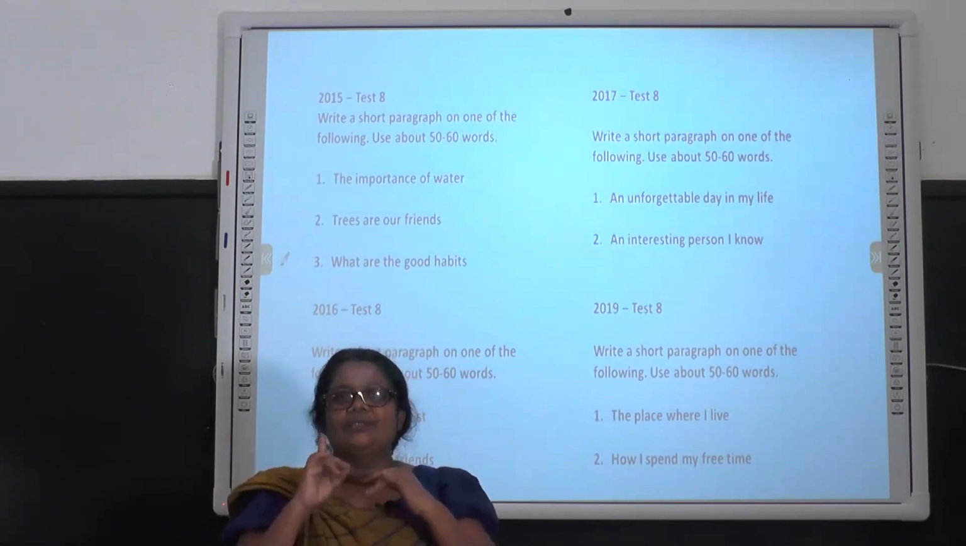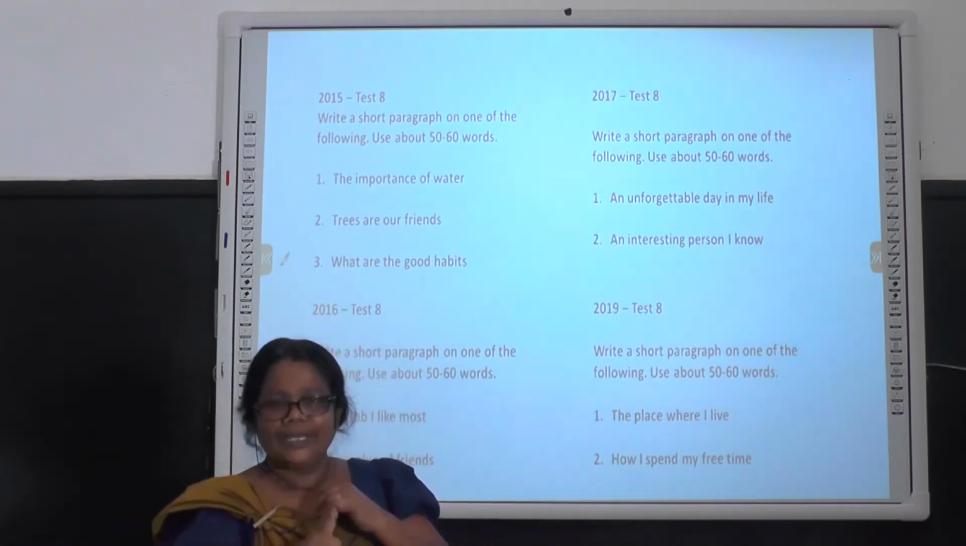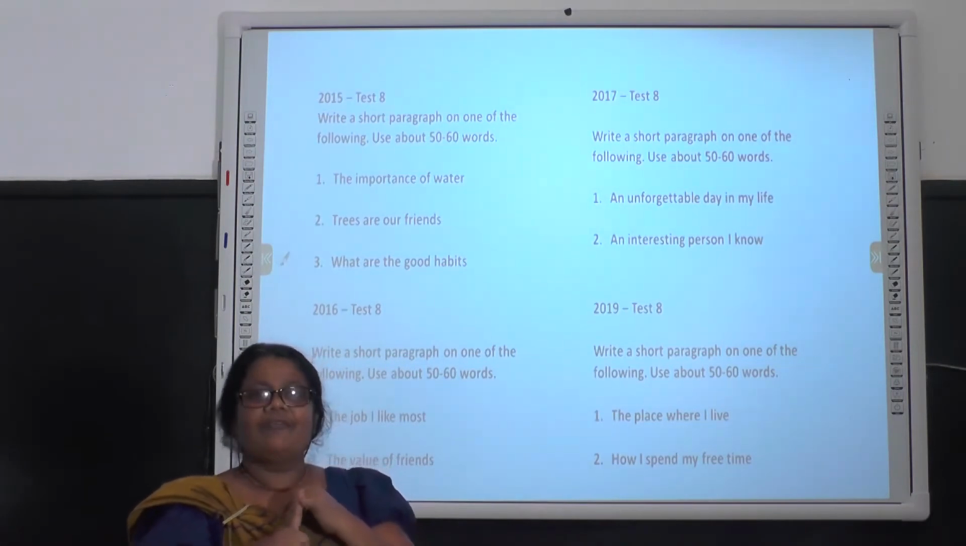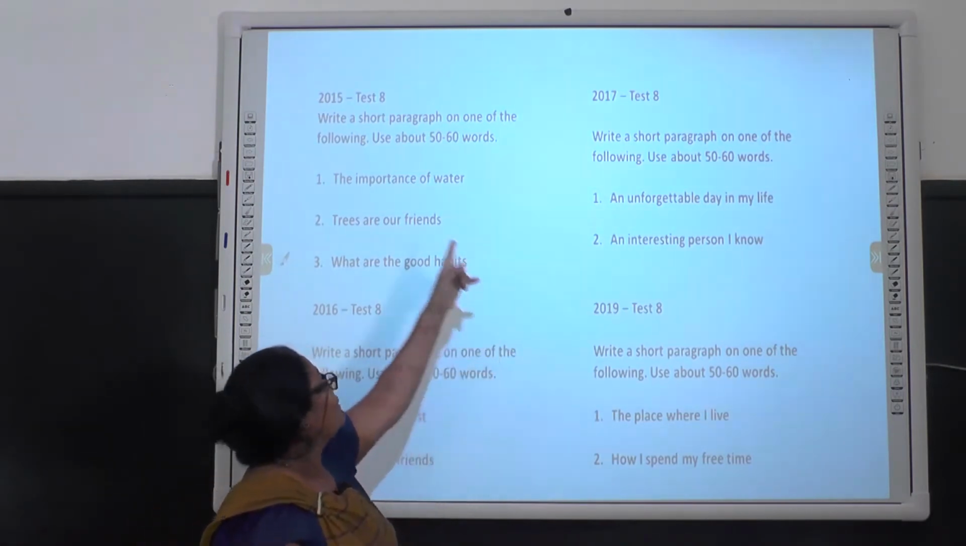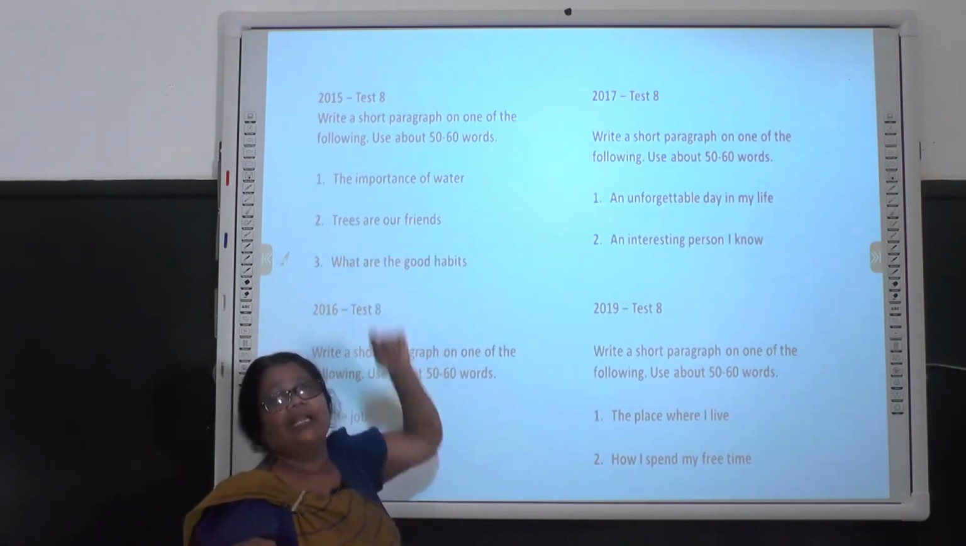First one: the first thing is you have to read the rubrics. Don't be afraid of the word rubrics. Rubrics means what we call guidelines.